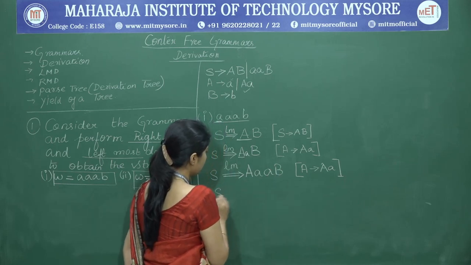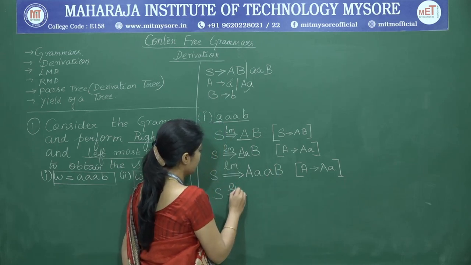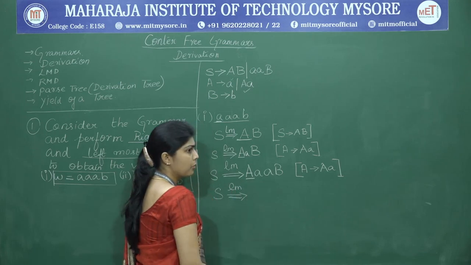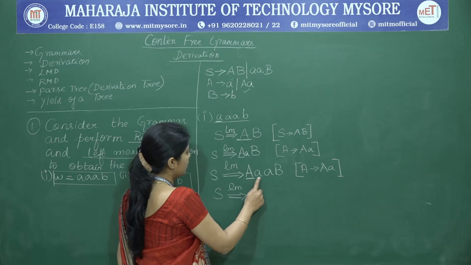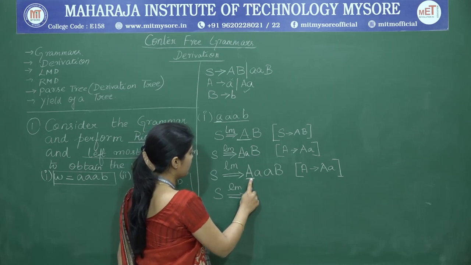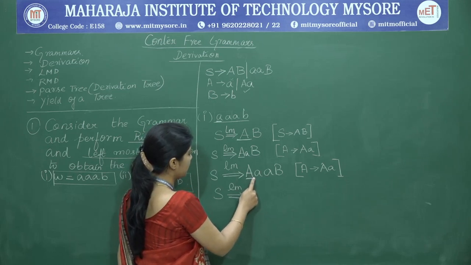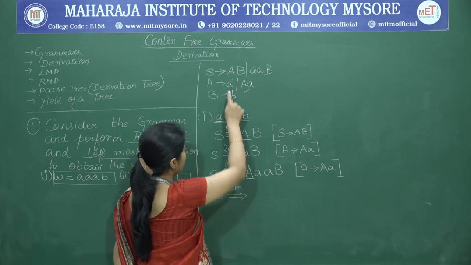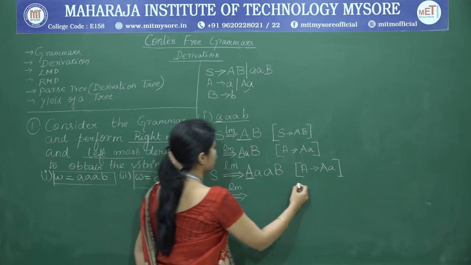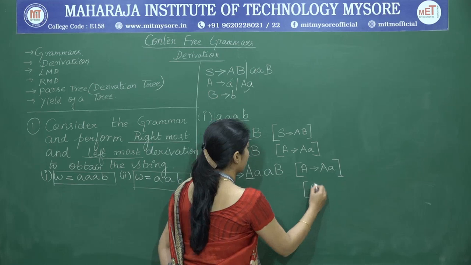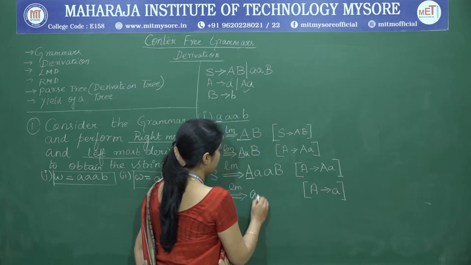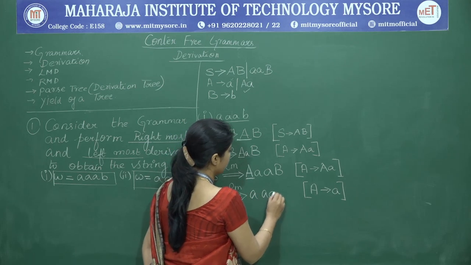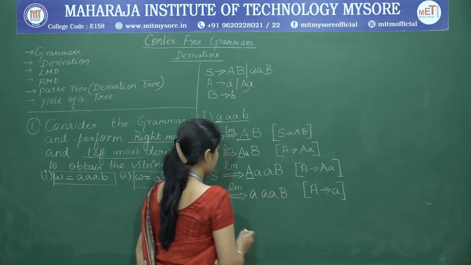Next we do the leftmost. This is the leftmost variable that we are going to alter. Here 2 a's are already there, so we need just a single a. Therefore this A is going to be replaced with the production A goes to a. So we write here A goes to a. The rest of the things will be written as they are.